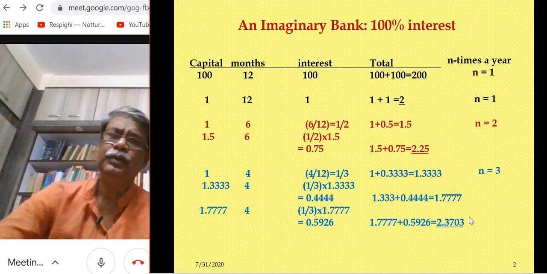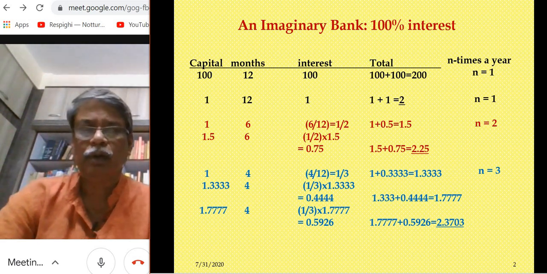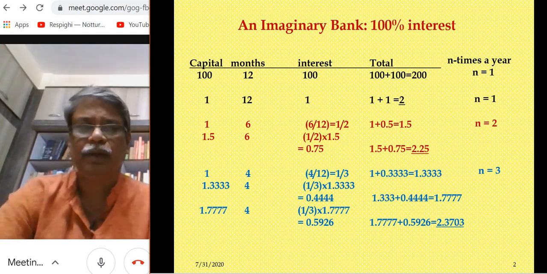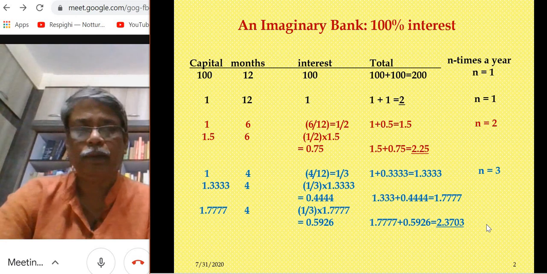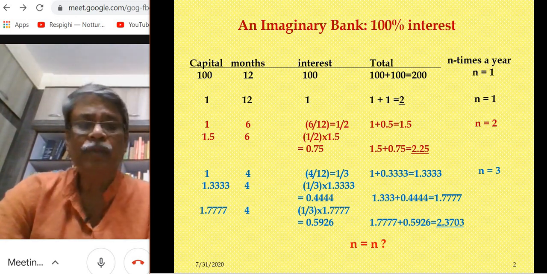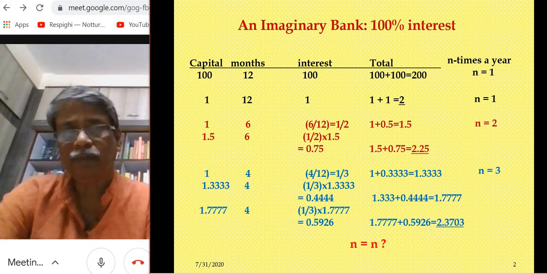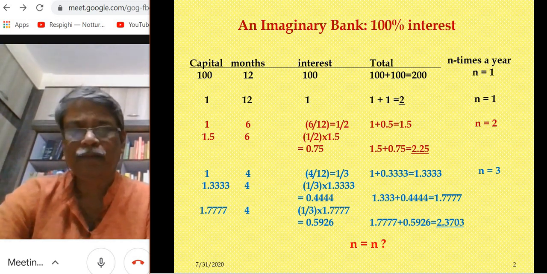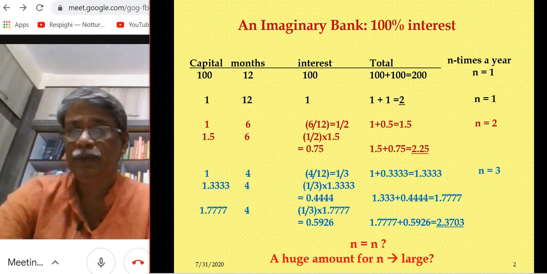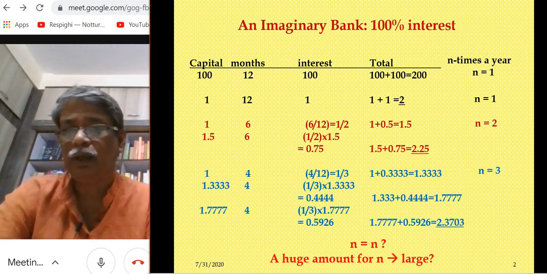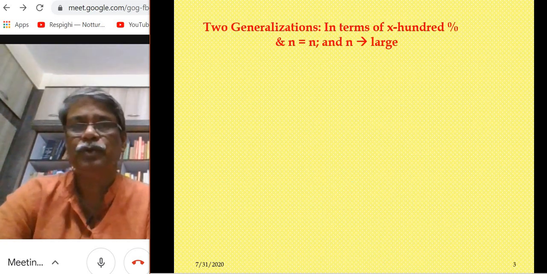So as you see, if you split the year into n equal to 3, 4, 5 installments, then probably you will be getting more and more values, right? Now the question is, what happens if n is in general 4, 5, 6, whatever it is, n, and moreover do you expect that if n is very big, then you are going to get a huge amount for n large? So we will explore these questions.